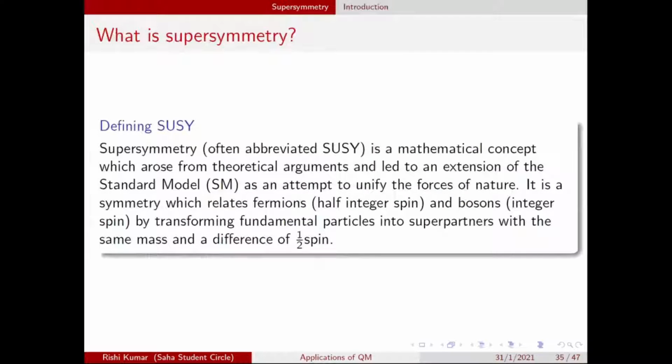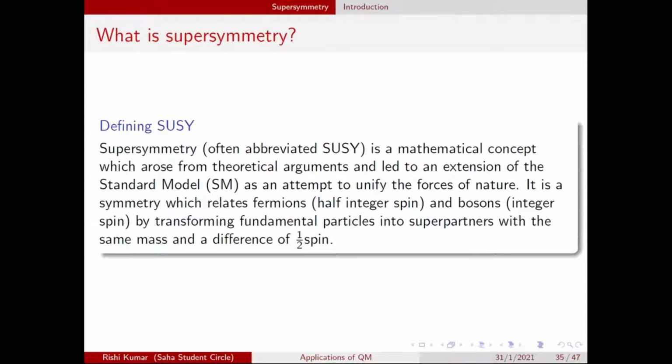So, SUSY, a new way to solve problems, and much, much more. Okay. So, what is SUSY? It's essentially the short form for supersymmetry, a mathematical concept which arose from purely theoretical arguments, which try to unify the forces of nature, right? Which is one of the main goals in physics. We're trying for the grand unification of forces. So, supersymmetry was one of the contenders for our endeavors.